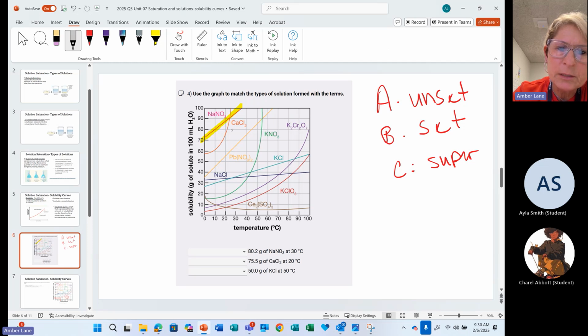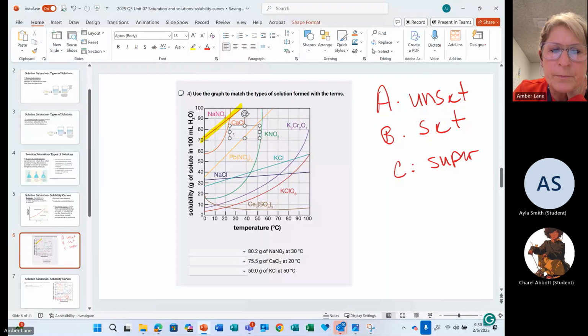So that's just a little, oh, am I at 30? There we go. So if I go up 80.2, it's going to be right about here, right? Just a little over 80.